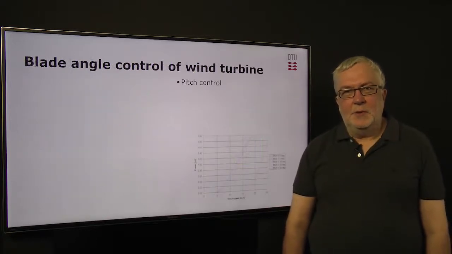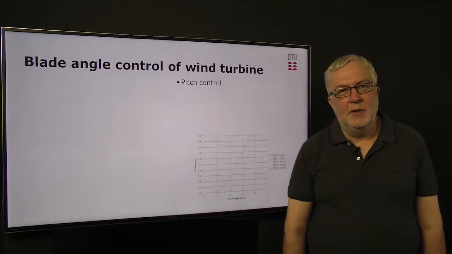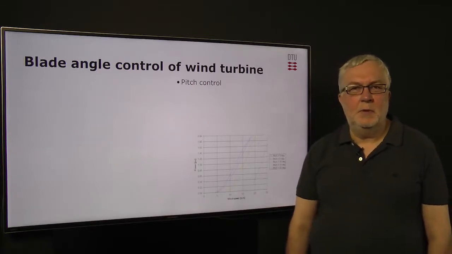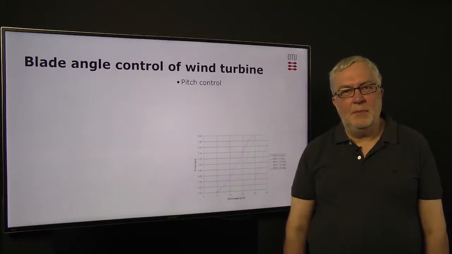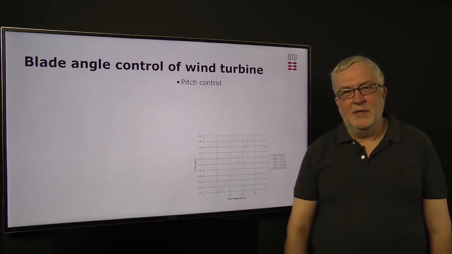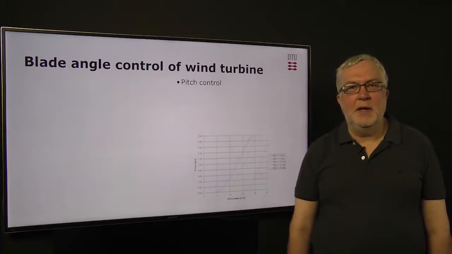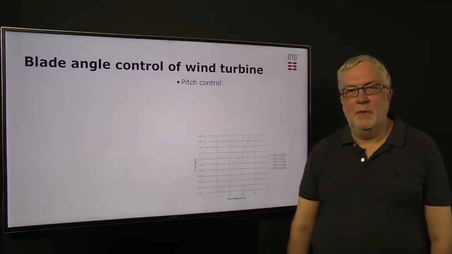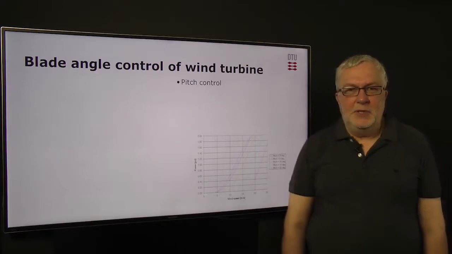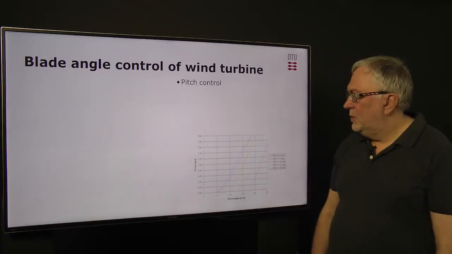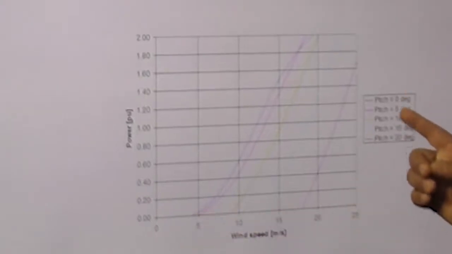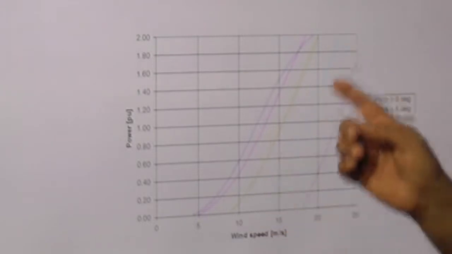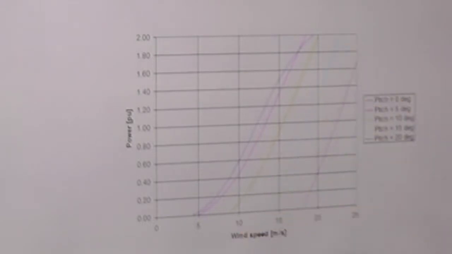So, blade angle control. This is where we are going to talk about the difference between pitch control and active stall control. Both of them are controlling the angle of the blade, but one is controlling to one side, up in the wind. This is the pitch control, and the active stall control is controlling out of the wind. Now the graph shows, for different pitch angles on the blade, how the output power will vary depending on the wind speed.